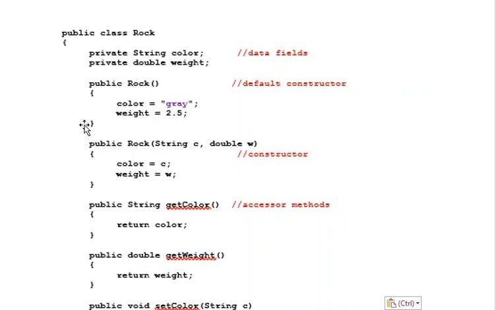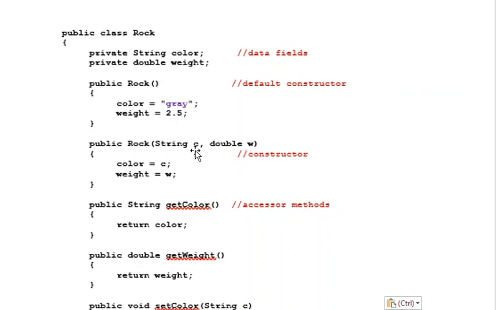Now, the next two things you see here, public rock, open close parens, and public rock, open parens, string C, comma, double W. These are our constructors. So I have a default constructor, the first one, and then I have a 2-argument constructor, the second one. If I create a new rock and I say rock Steve equals new rock and I put nothing in parentheses, then Steve is going to be a rock that is colored gray, weighing 2.5 pounds, whatever it is. So that's my default. If I don't give arguments, Steve is a rock that's gray and weighs 2.5.